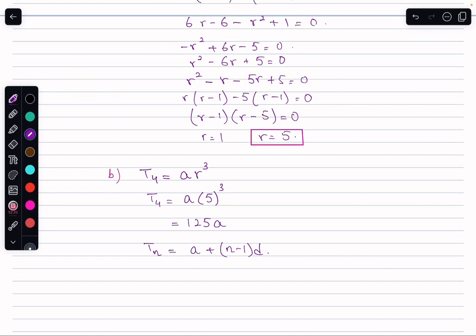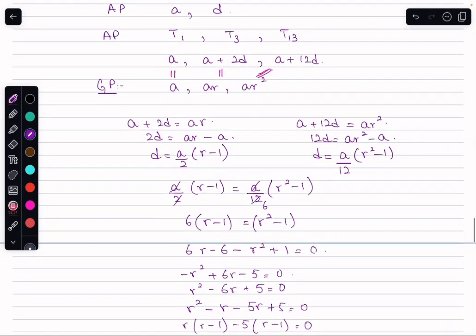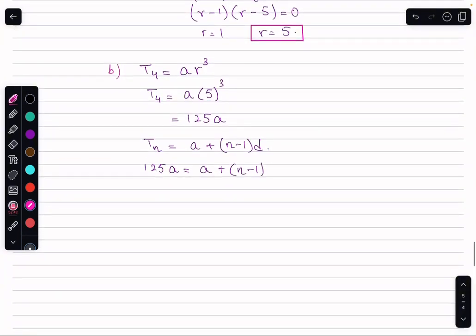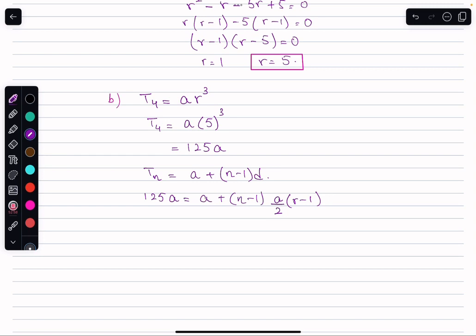So I will be substituting Tn with 125a, which equals a plus n minus 1 and d. How else can I write d here? From the initial working for part A, I got my d value as d equals a by 2 times r minus 1. So I can substitute this value, a by 2 times r minus 1, over here. I have the value of r, which is 5. I can substitute that value here.